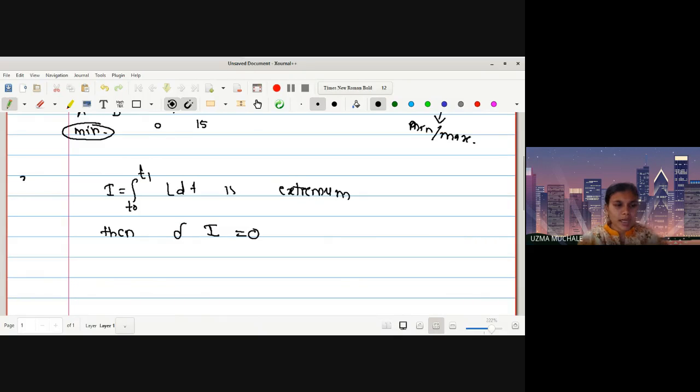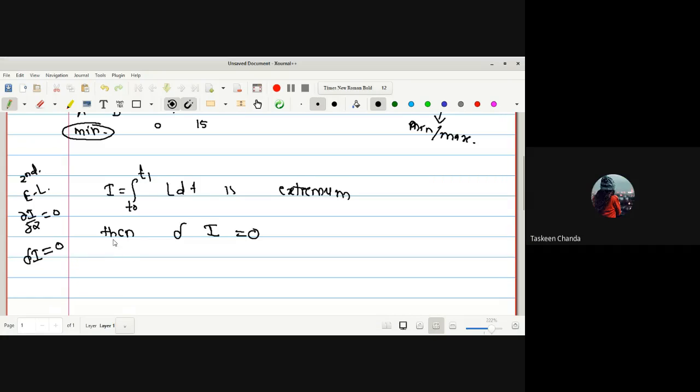Those who remember the second chapter: in the second chapter we proved Euler-Lagrange's theorem by using dou I by dou alpha equal to 0. Or in another way, we proved the same thing for delta variation, delta I equal to 0.